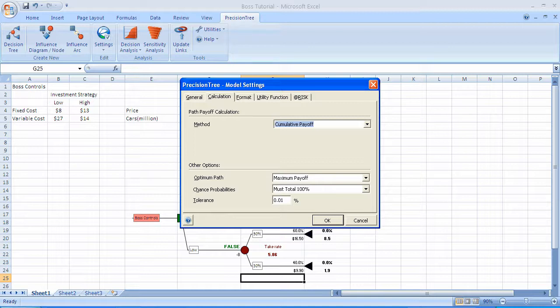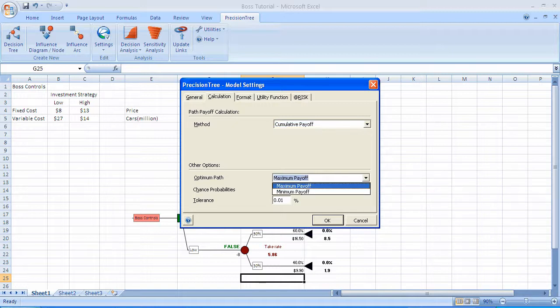When we set up the spreadsheet, we made a point of emphasizing that we input a probability, and then the second cell had 1 minus that probability, the complement, so they add up to 1. However, with this version of PrecisionTree, towards the bottom there's a section called Chance Probabilities, and one can have an option that says must total to 100%. In that case, it will always know that those two probabilities of the 50% take rate and the 30% take rate must always add up to 1. So it wouldn't be a problem if you didn't write 1 minus the value in the other one.